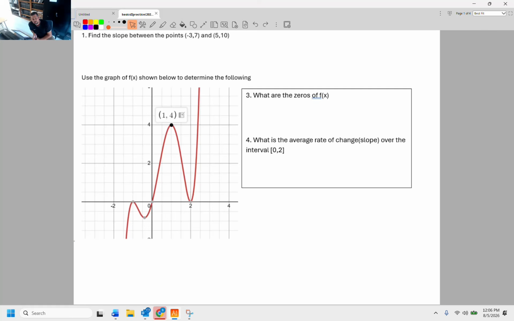This is the quiz you got Friday. I suggest you study for it. These are the basic building blocks for this class. Slope is still a big thing. Slope is actually huge in Algebra 2, really big.